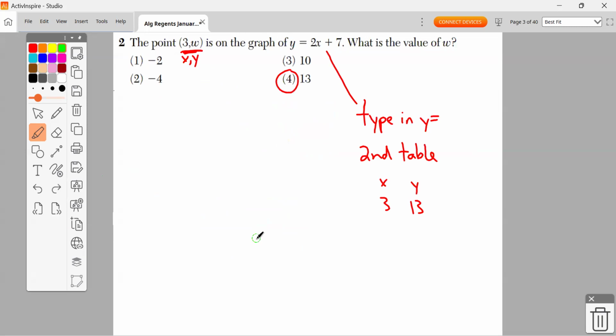In question number 2, the point 3 comma w, remember points are written x comma y, is on the graph of y equals 2x plus 7. What is the value of w? So you're trying to find the y. So all that you need to do, very simple question, type this equation into your y equals, hit second and table, and scroll down to where you see x is 3, and then go right across from it, and you'll see that y is 13. You could also do a check and things like that. You can plug in the 2, do 2 times 3 is 6, plus 7 is 13 as well.